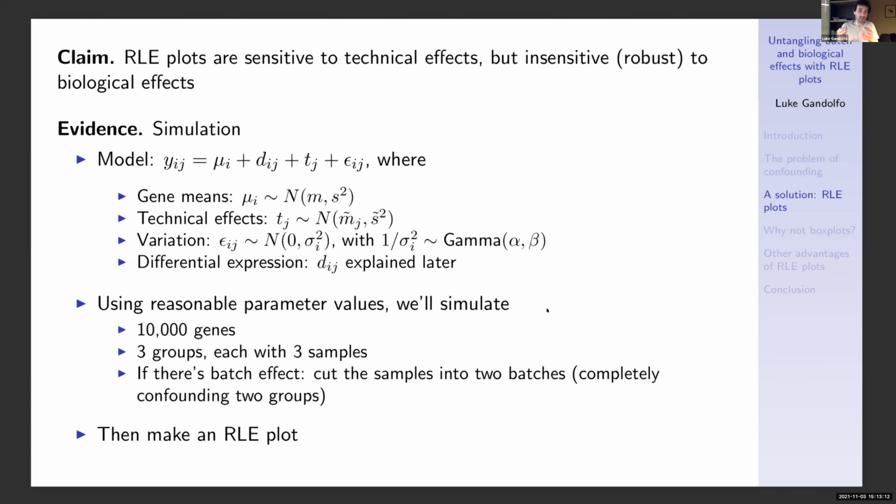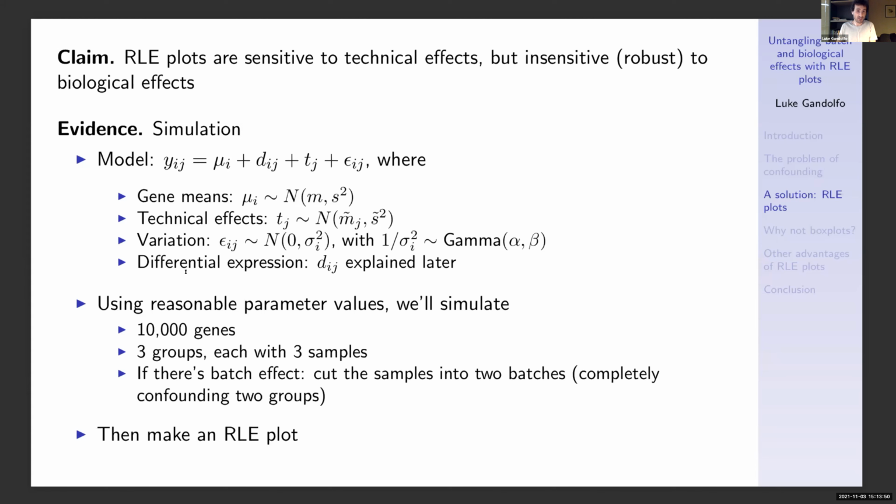Now, the claim I want to make is that RLE plots are sensitive to technical effects, but insensitive, or at least highly robust, to biological effects. The evidence for this is chiefly going to come from a simulation study, where we simulate data according to this model, where the gene means, the technical effects, and the variation have these particular distributions. All of this is pretty standard. We can talk about it in question time if you want, but it's the sort of stuff that underpins a method like limma.